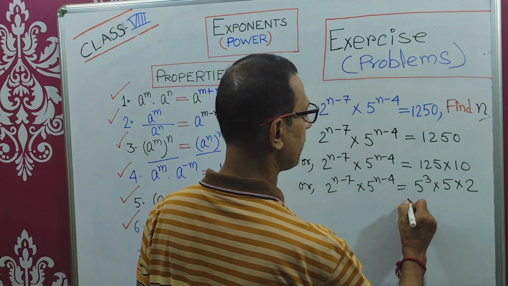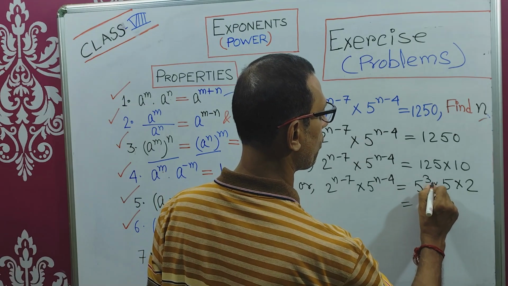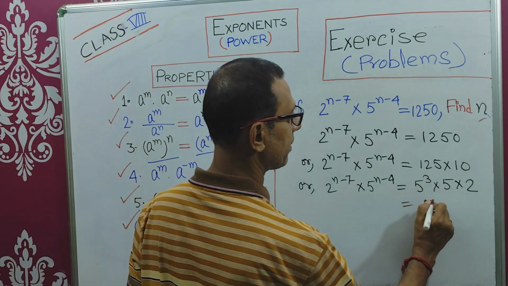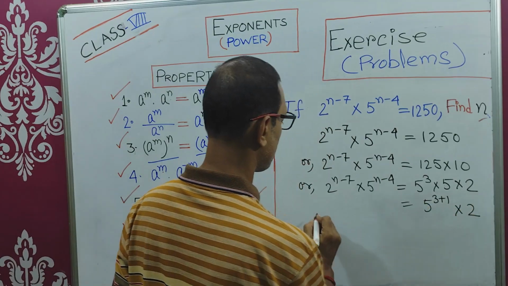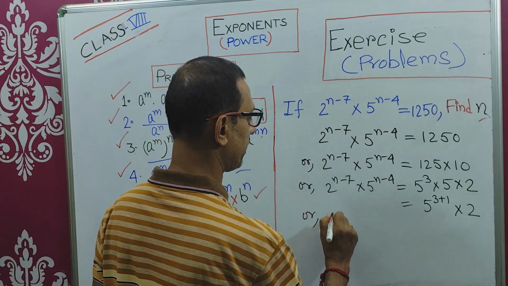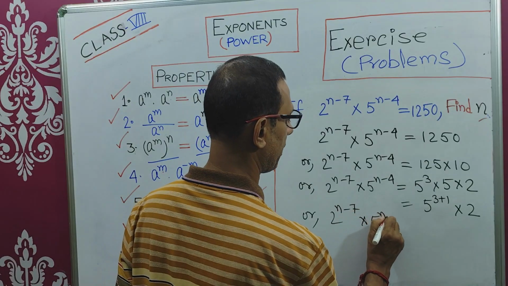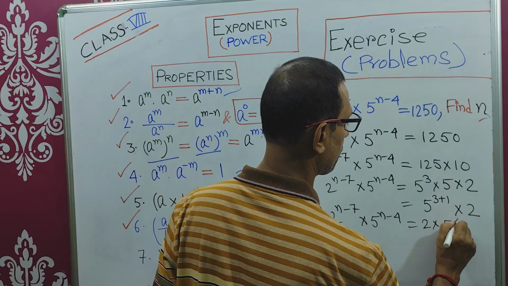That we can write as 5 to the power 4, because a to the power m into a to the power n means a to the power m plus n. That means 5 to the power 3 plus 1, into 2. So finally the expression looks like this: 2 to the power n minus 7 into 5 to the power n minus 4 equals 2 into 5 to the power 4.